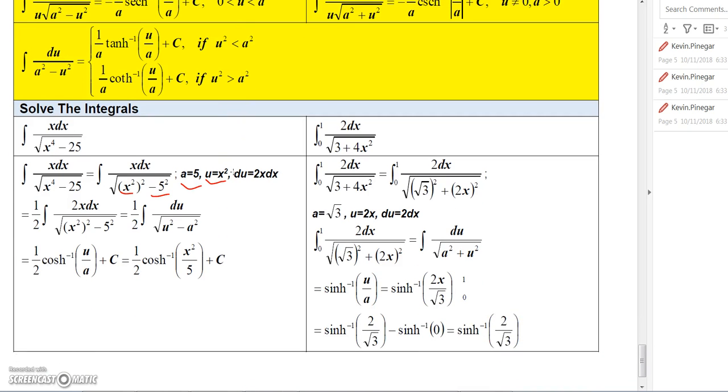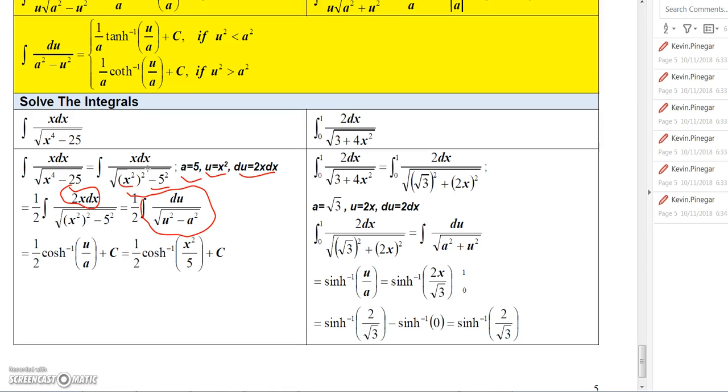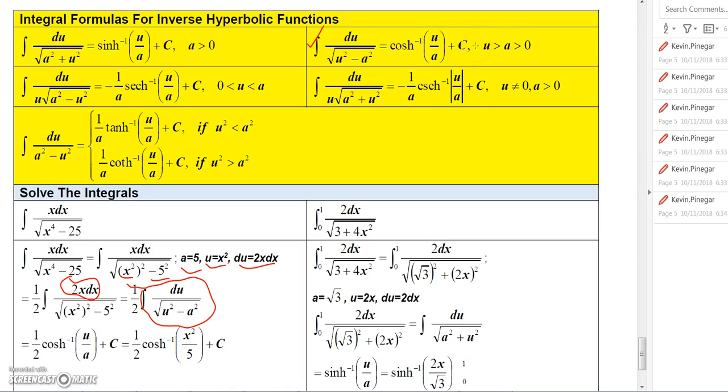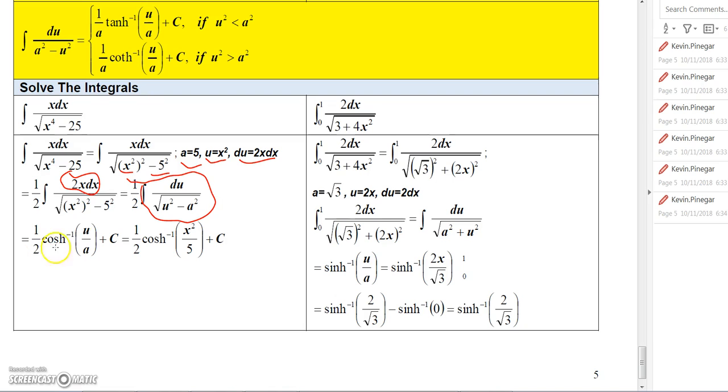Now, but I got to make sure I have the du. So if u is x squared, then du would be 2x dx. So what I need to do is multiply the x dx by 2 and then multiply the outside by 1/2. So now this is my du. And on the bottom I have the square root of u squared minus a squared. So basically I have this form in the integral. So now I go back to this formula. It integrates to the inverse hyperbolic cosine of u over a. So now I would have 1/2 because I had a half out here in order to get the du.